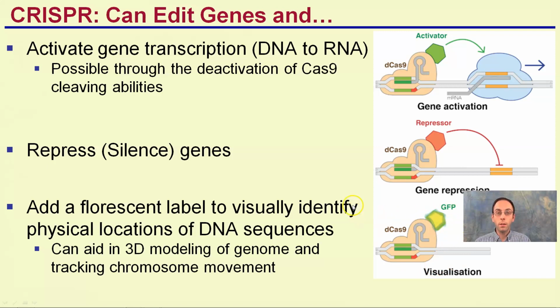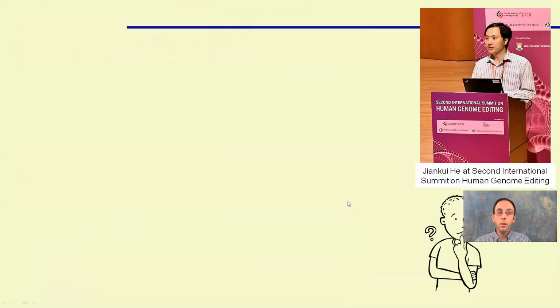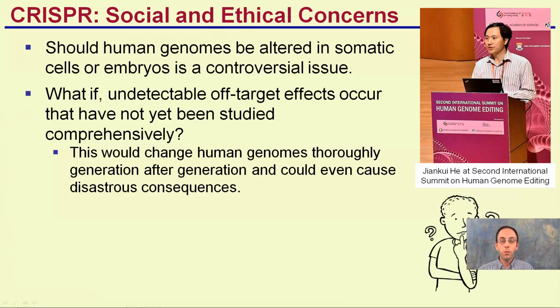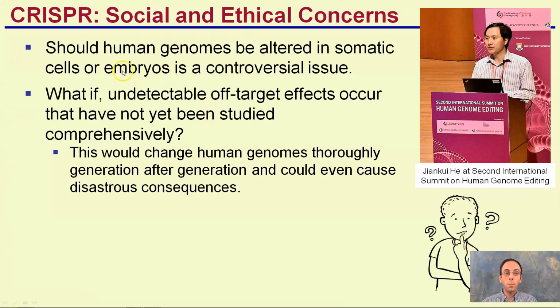be advantageous to scientists. In addition, we have to remember that when we're modifying genes, there's also the potential for social concerns. Should human genomes be altered in somatic cells or embryos is a controversial issue, no matter how it's done. And CRISPR is just kind of the latest technology to offer this. What if undetectable off-target effects occur that have not been studied comprehensively? What potential negative impacts could that have? Well, this could change the human genome through generation and after generation, even cause disastrous consequences.